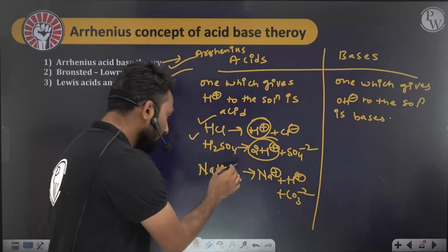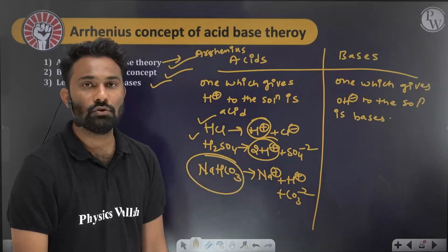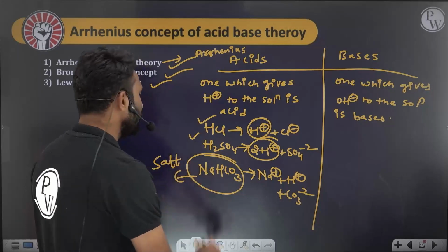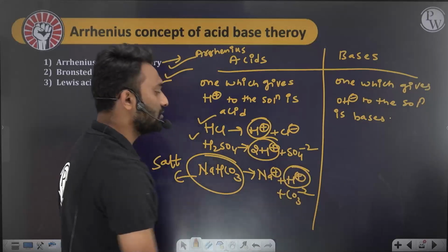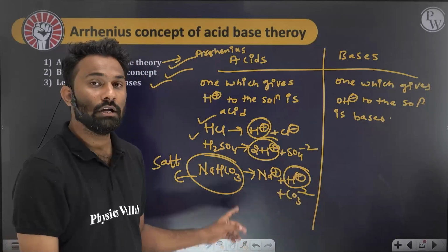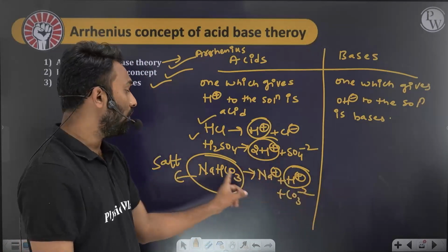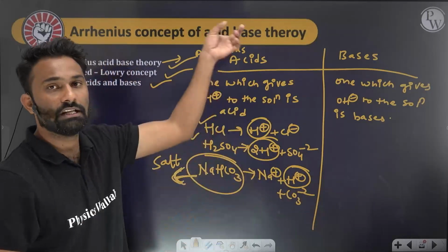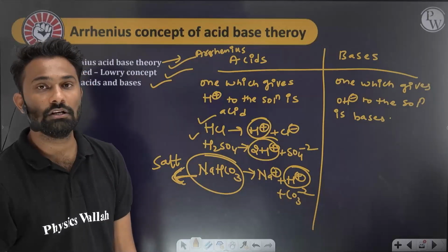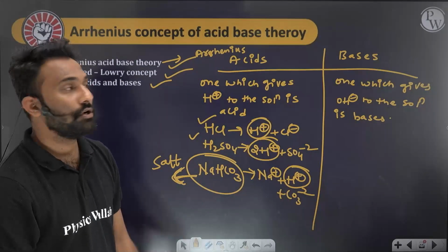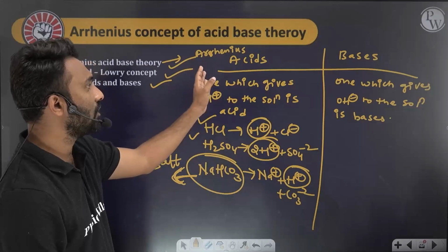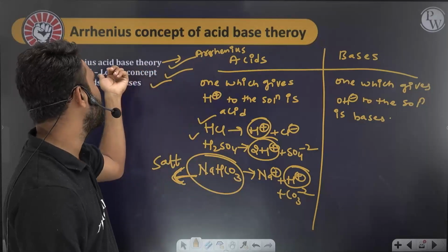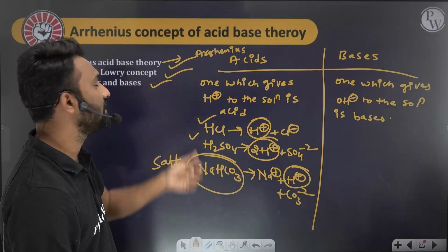Look here, this sodium bicarbonate is a salt, but it is also giving H plus. Sodium bicarbonate is giving H plus. Now why is this not an acid? This was not explained by Arrhenius, and that is the reason this concept was extended. So next we are going to see the Bronsted-Lowry acid base theory.